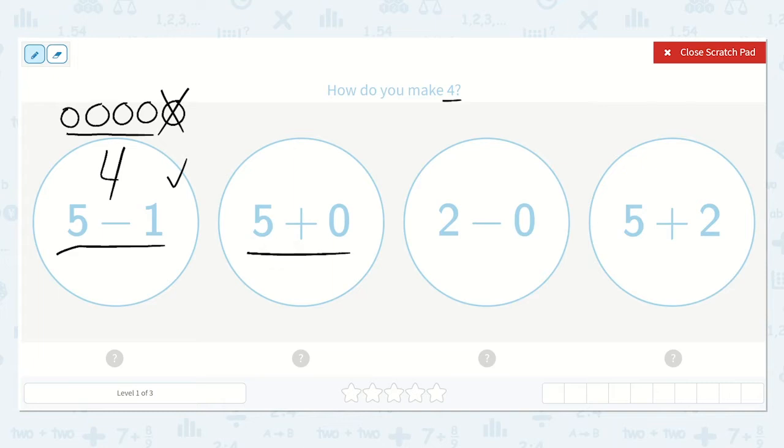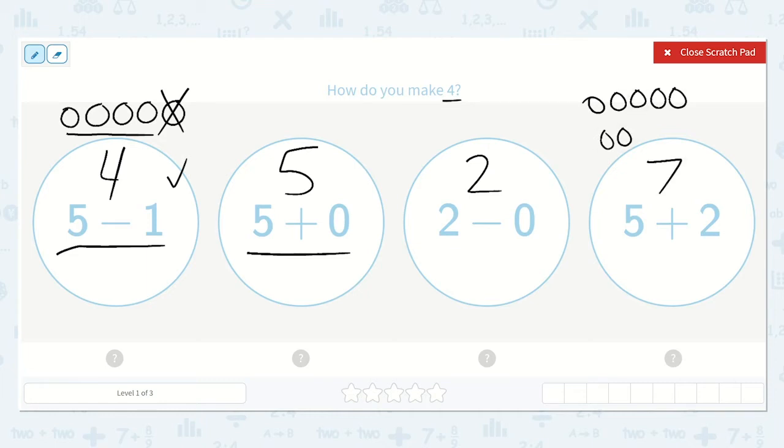5 plus 0. Well, if I have 5 and I add nothing or 0 to it, I will still have 5. Here I have 2 minus 0. So if I have 2 and I take nothing away from it, I will still have 2. And here we have 5 plus 2. So let's try that. 1, 2, 3, 4, 5 plus 1, 2. That's 1, 2, 3, 4, 5, 6, 7.